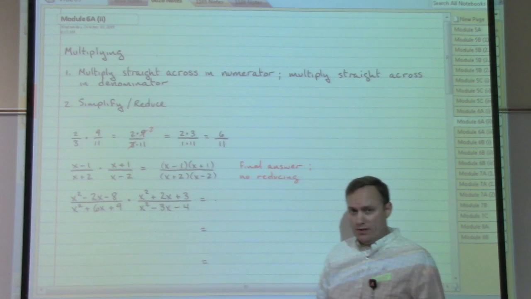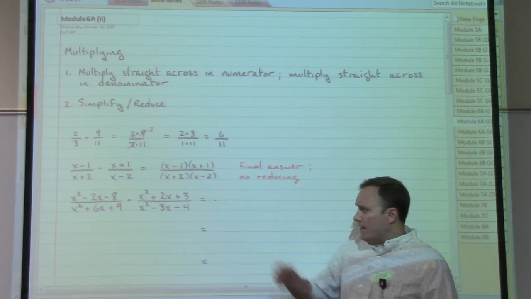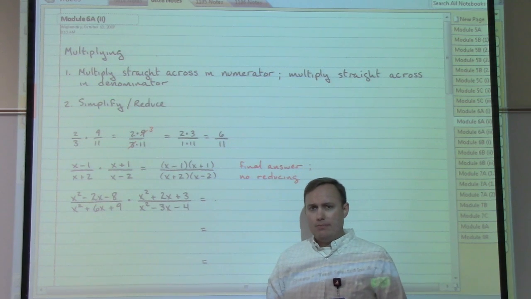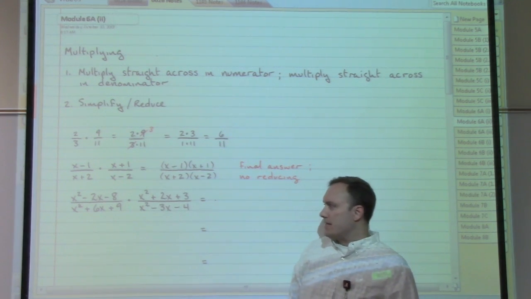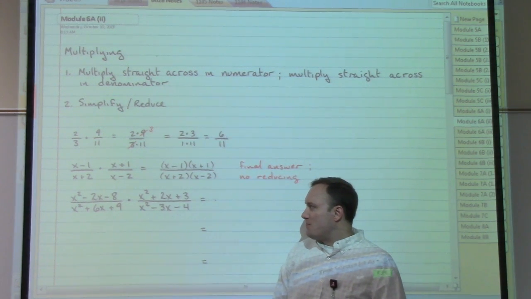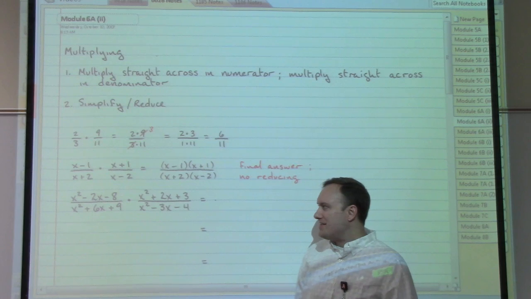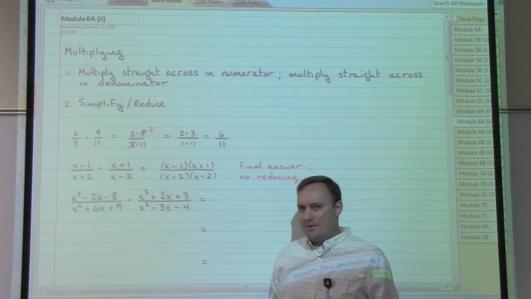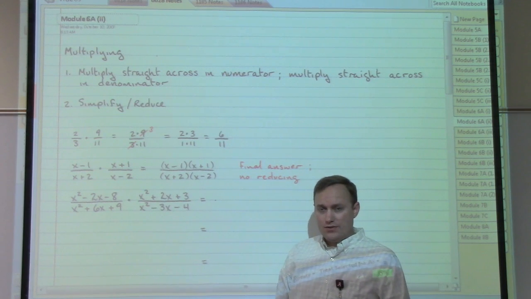Moving on to do one together now though, x squared minus 2x minus 8 on top, x squared plus 6x plus 9 on the bottom, clearly not factored already, but better than other kinds of expressions, times the expression x squared plus 2x plus 3 on top, x squared minus 3x minus 4 on the bottom. Our first step, again, is to multiply straight across.